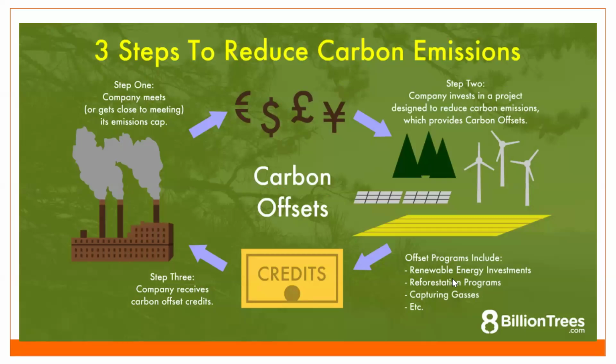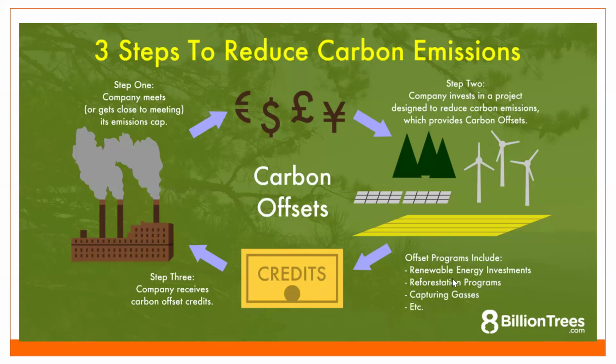Steps to reduce carbon emission. Now you can get credits for reduction of carbon emission. Step 1, the company meets or gets close to meeting its emission cap. You have to set that. Now there is another expertise you can develop. You can find out what are the caps, the limits given to the various industries, that they should reduce their carbon emission to a certain level, and how they progress. That is, step one is that those companies meet or get close to meeting their emission cap. How soon are they going to do it?